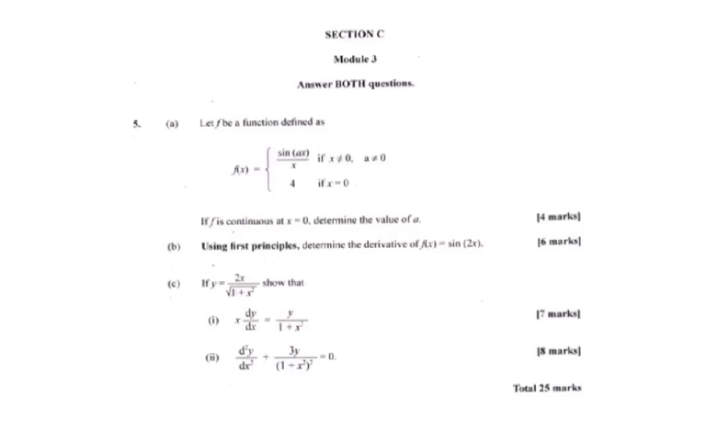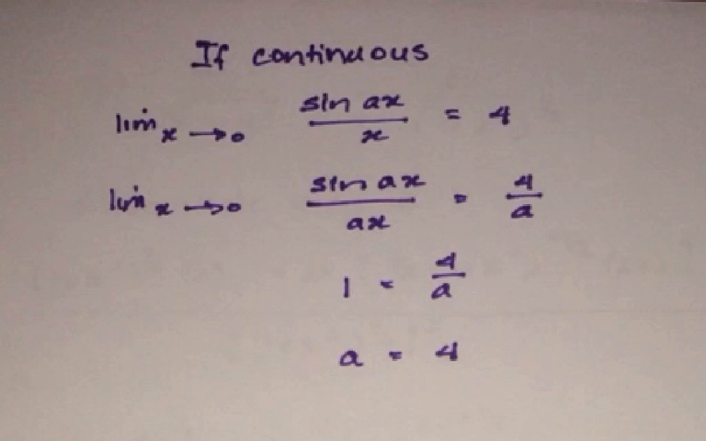And they say if f is continuous at x is equal to 0, then determine the value of a. So if f of x is continuous at x is equal to 0, then that means that the limit as x goes to 0 of sine ax over x must be equal to 4. So I've rewritten that step.